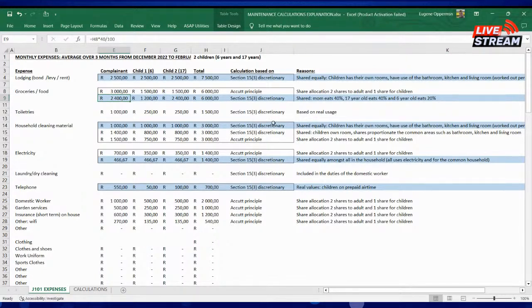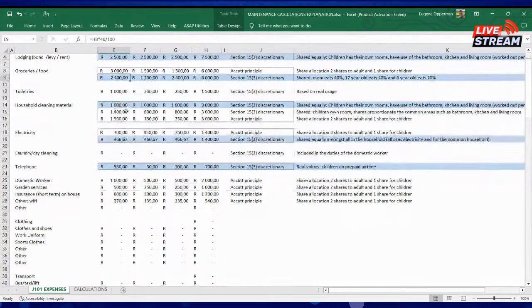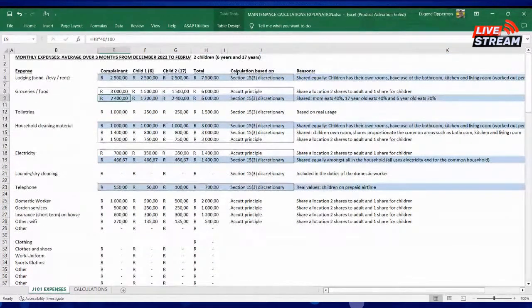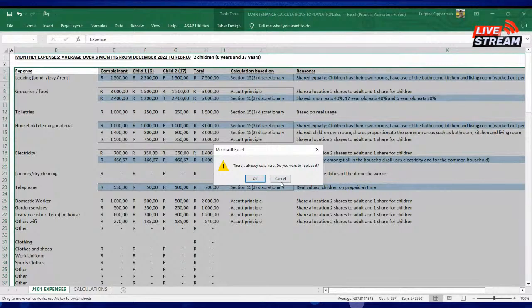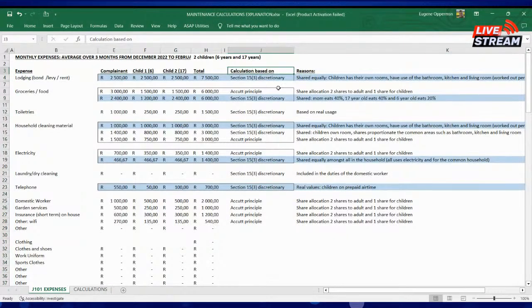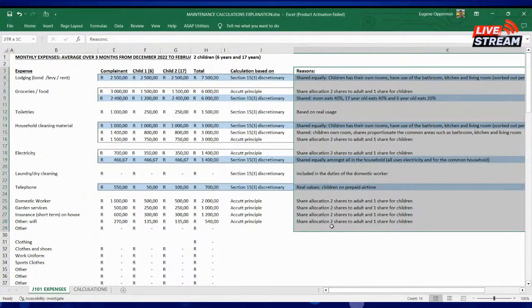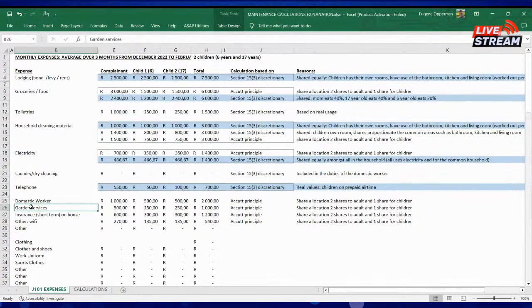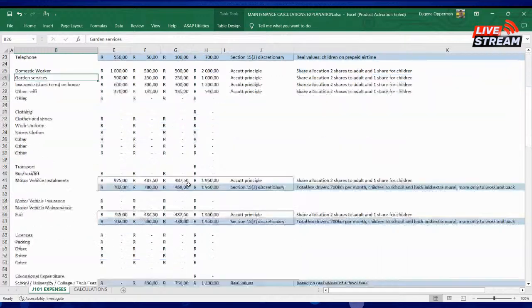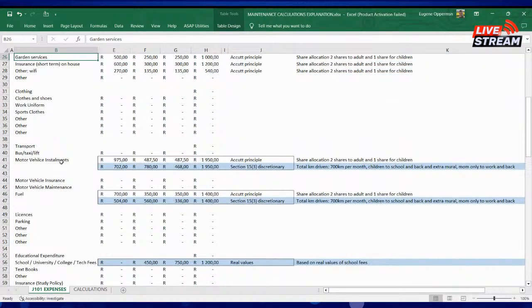Same goes for cleaning material. There we've used the exact same principle that you could do all throughout, as long as you can say what your calculation is based on, and the reasons for that, and you can justify that. That would suffice. Same goes for domestic worker, garden services, insurance. Motor vehicles, the installments, exactly the same.